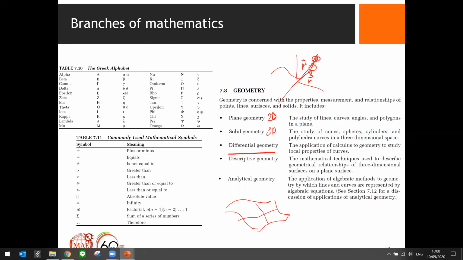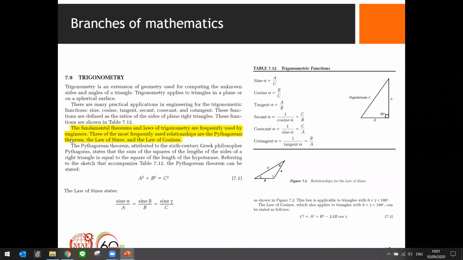And analytic geometry is about trying to find a good definition of the geometry by using equations or something like that. This is about the geometry. And also the trigonometry is a subclass of the geometry because you can imagine about this, right?